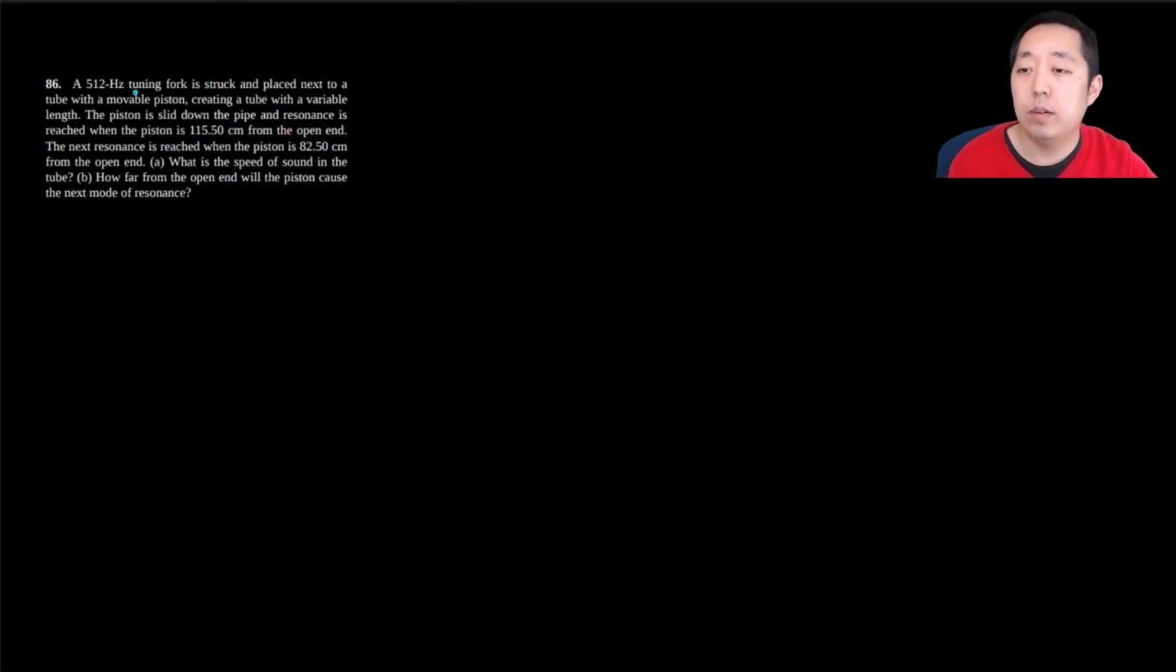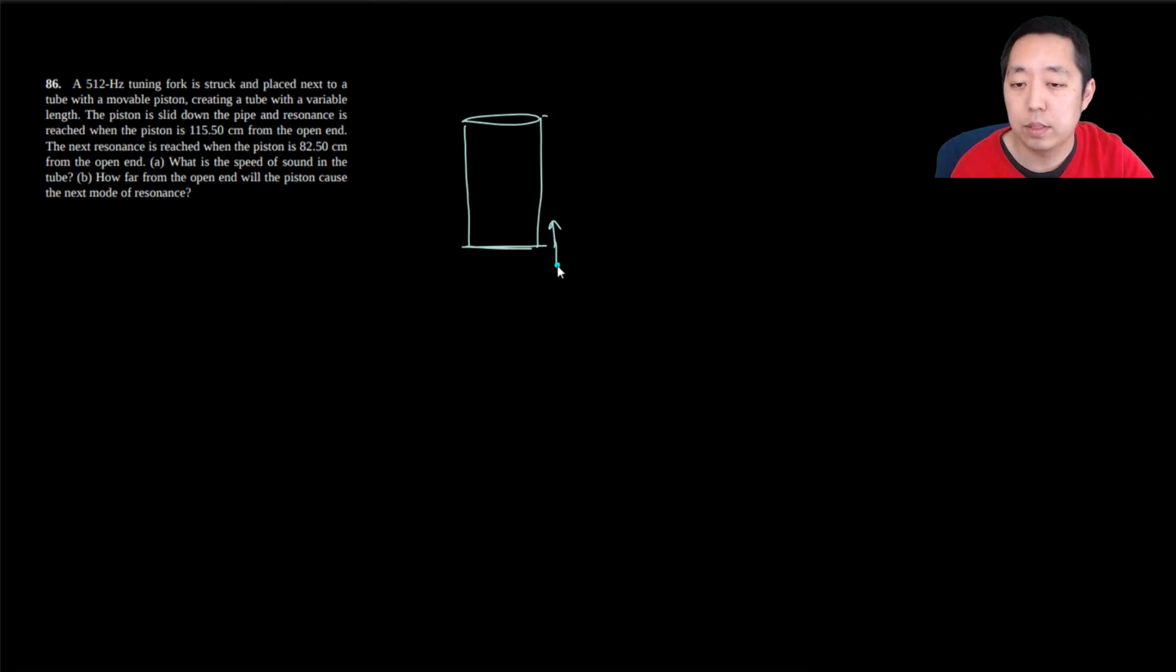A 512 hertz tuning fork is struck and placed next to a tube with a movable piston, creating a tube with variable length. So I have a tube here, and think of it as like the end here is adjustable. So I can move this up and down, and that changes the length of the pipe.